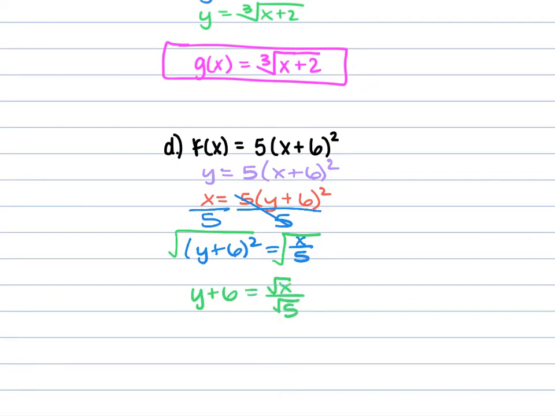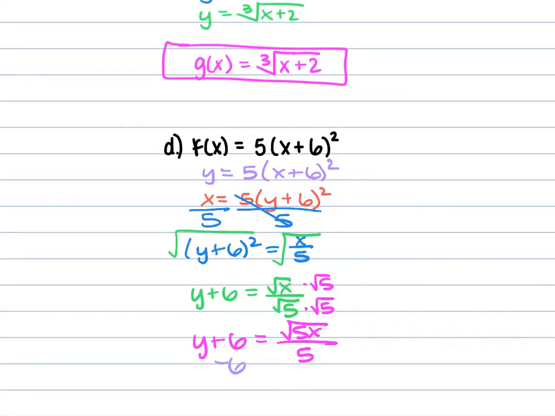Now, you cannot have the square root of a number on the bottom of a fraction, so we're going to multiply the top and the bottom by the square root of 5 to get y plus 6 is equal to the square root of 5x all over 5.